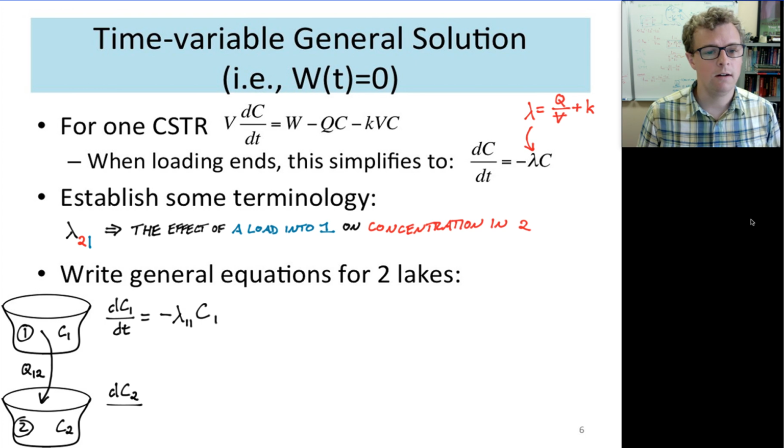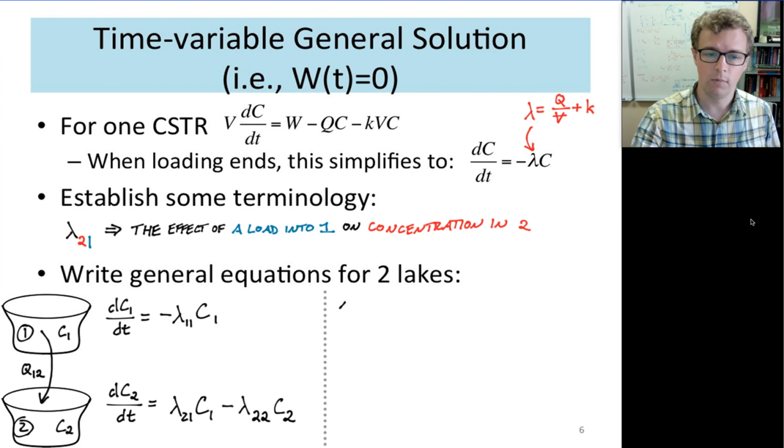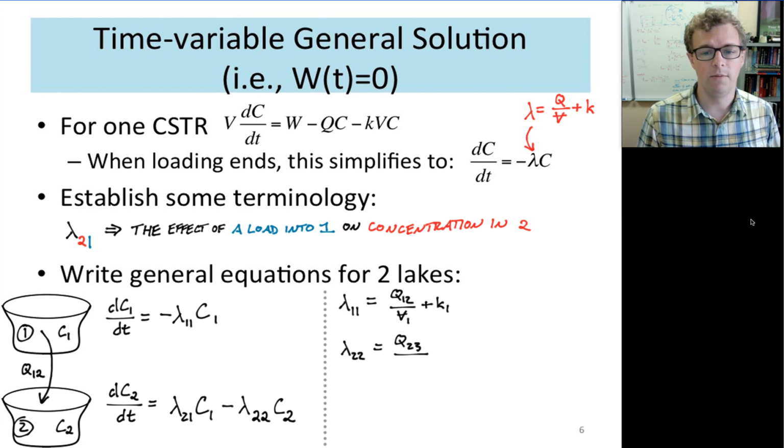2 CSTRs, 2 mass balance equations, and we could simplify those out to this point. Now, if you're not clear where those come from, I would encourage you to write the full mass balance out for each lake, as we did along the top of the screen there, the V dc dt equals W and so on, and simplify that down in group terms until you can formulate this equation. Now, where do these terms come from?